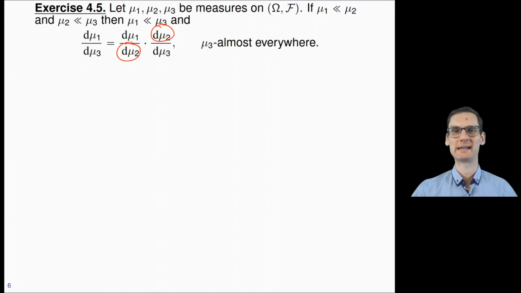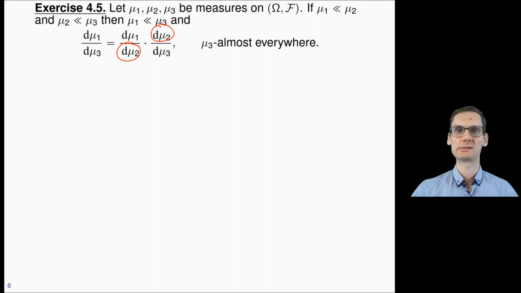Here is another nice exercise. Assume that mu1 is absolutely continuous with respect to mu2, and mu2 is absolutely continuous with respect to mu3. The assertion of the exercise is that then mu1 is absolutely continuous with respect to mu3, and you have this nice formula for the densities. So the density of mu1 with respect to mu3 is given by the product of the densities of mu1 with respect to mu2 and mu2 with respect to mu3.